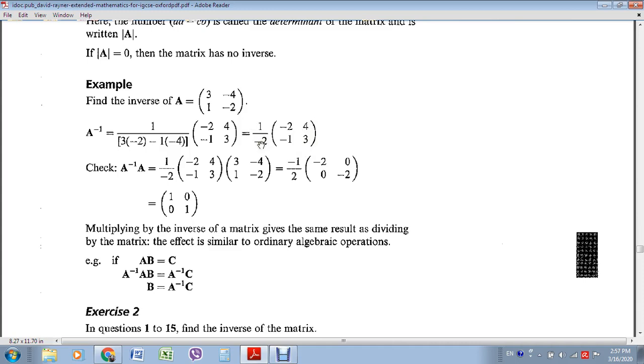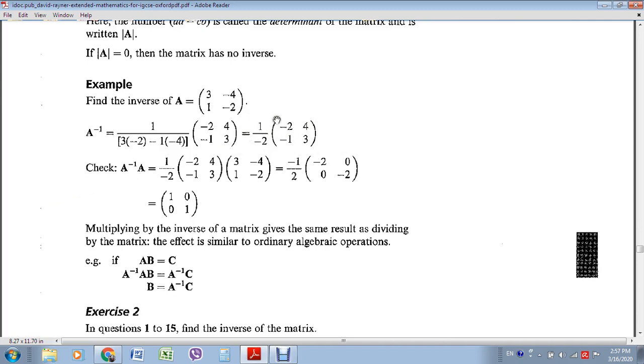You can divide this -2 into all the values inside. If you divide, it will be -2 over -2, 1. 4 over -2, -2. -2 over -2 will be 1 over 2. And the other one, 3 divided by -2 will be -3 over 2. This is the answer. If you don't want to solve until the next step, you can keep this A inverse answer until here.